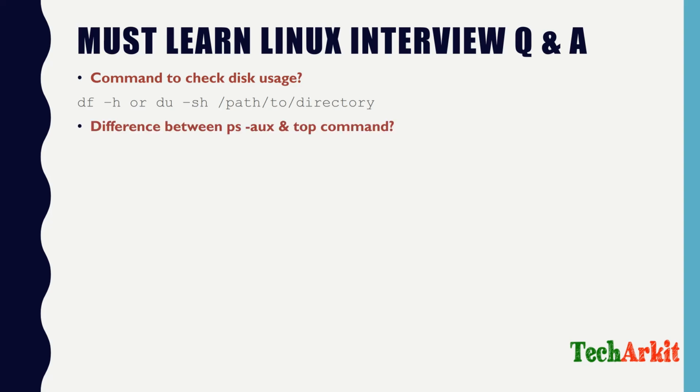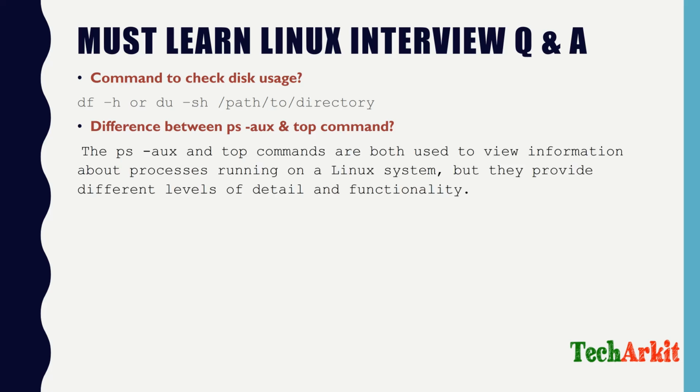Next one is the difference between ps -aux and top command. Basically, what is the difference between the ps and top commands? That is the major question here. The ps -aux and top commands are both used to view information about processes running on a Linux system, but they provide different levels of detail and functionality. The ps command will show the same process information and the top will also show the same process information, but top provides the real-time changing process details. The ps provides a snapshot of those processes. So that's the major difference here.